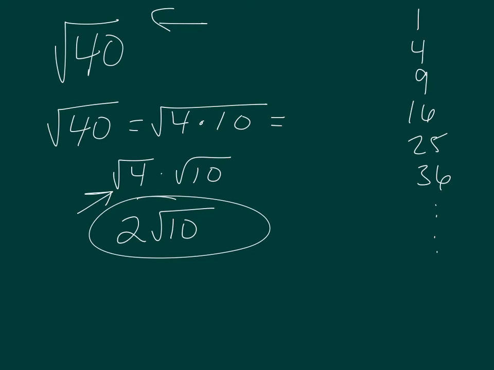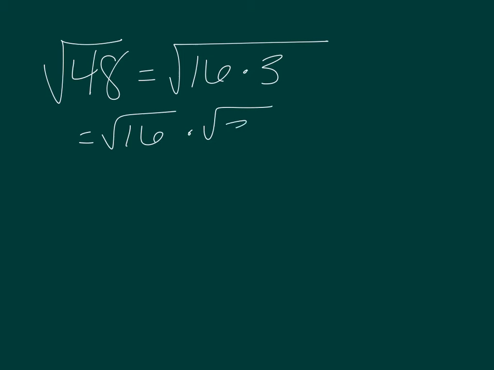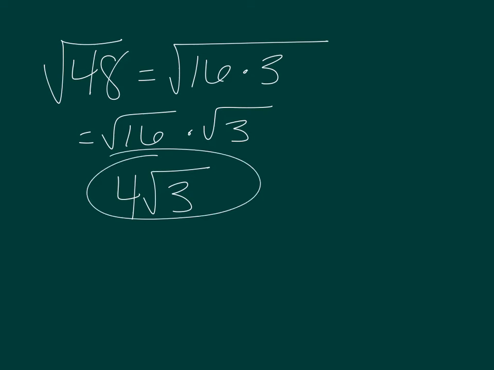So let's look at another one. We have the square root of 48. So I think about my perfect squares, 1, 4, 9, 16, 25. And I realize that 16 is a factor of 48. So I can rewrite the square root of 48 as the square root of 16 times 3, which is the same as the square root of 16 times the square root of 3. The square root of 16 is 4, and the square root of 3 just comes along for the ride. So that is simplified. All right, one more like that.